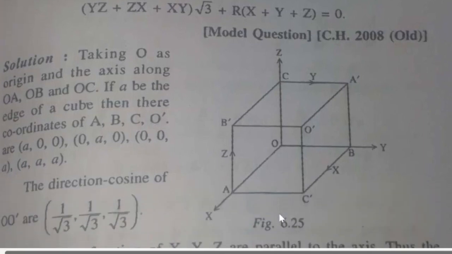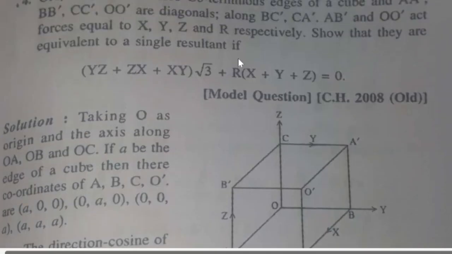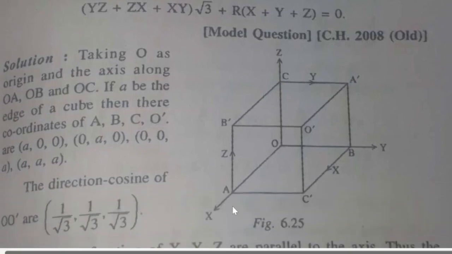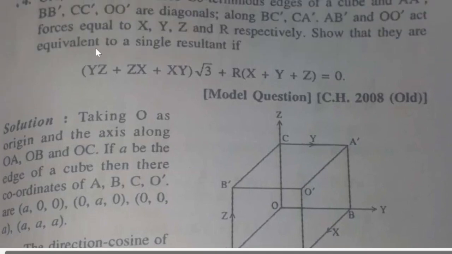So this is the figure if you want to see OA, OB and OC. These are the three coterminous edges, and A dashed. What is A dashed? A dash is nothing but the diagonal. You see, A dashed is nothing but the diagonal here. Okay. So along these, AA dash, BB dash, CC dash, O dash, whatever the diagonals you are taking. Okay. Then you are doing what? Along BC dash, CA dash, AB dash and O dash act forces X, Y, Z and R.